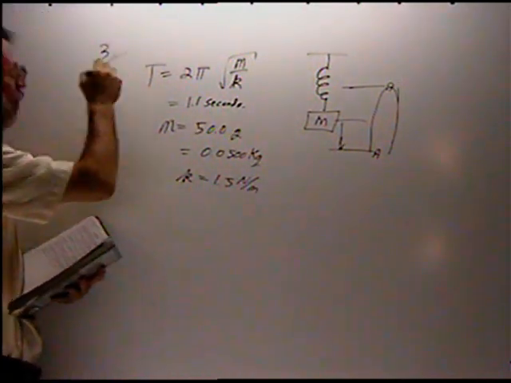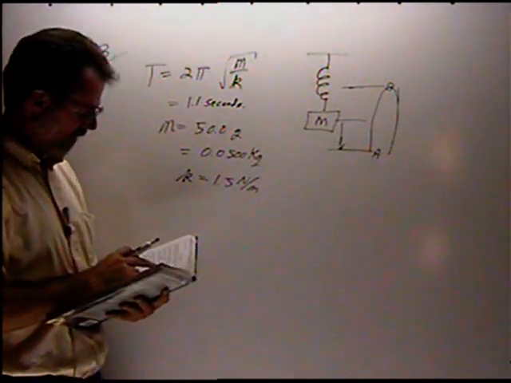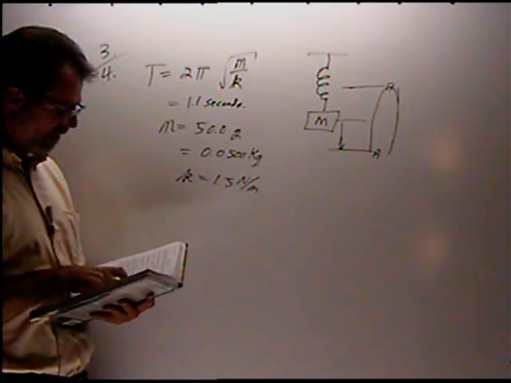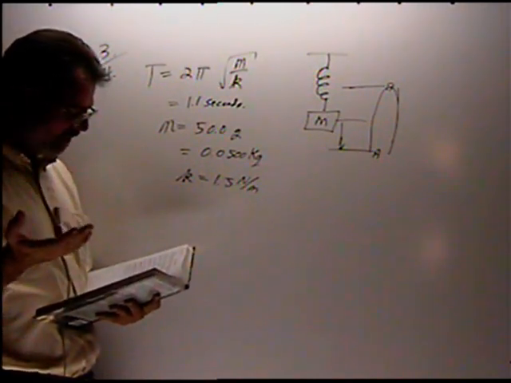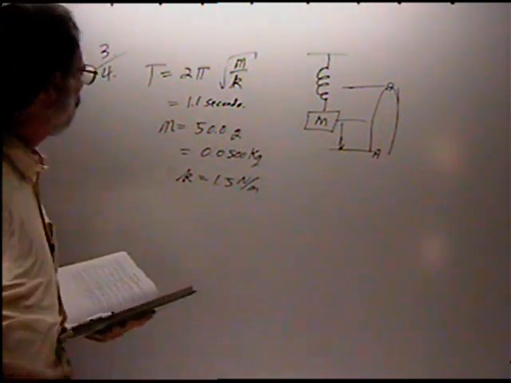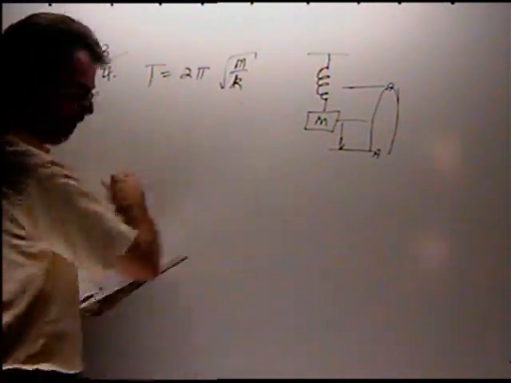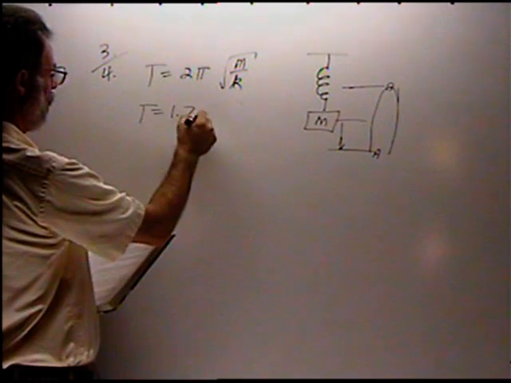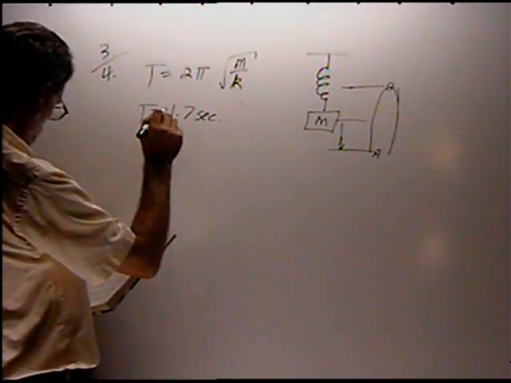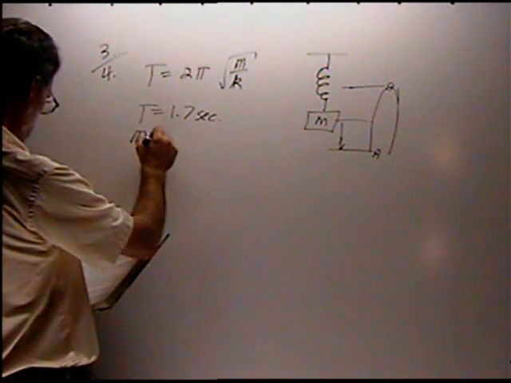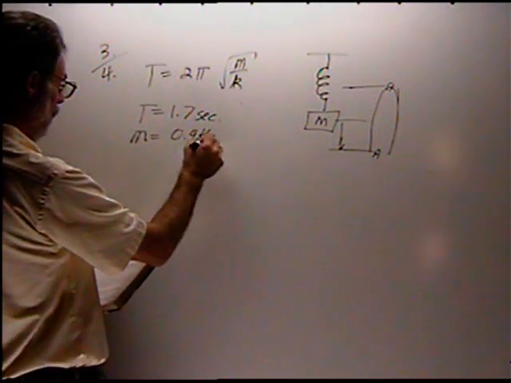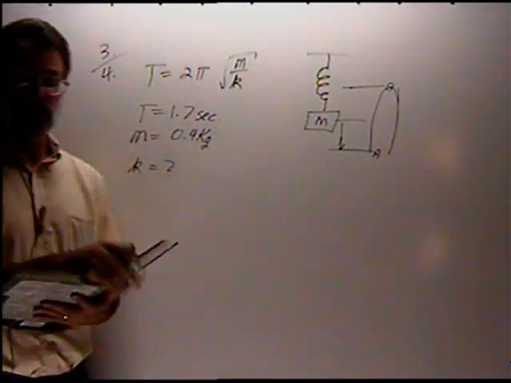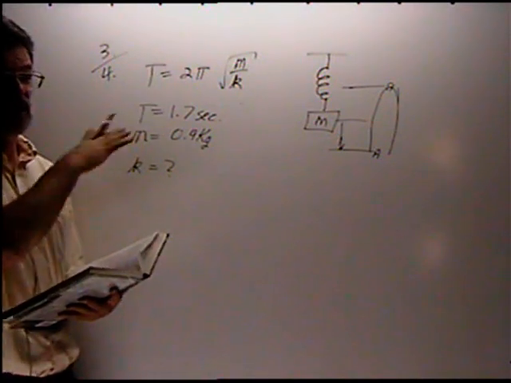Okay. Now, number 4 is very similar. I'm going to also do number 4. You have a 0.4 kilogram mass attached to a spring, and you set it into motion, and you measure the period, 1.7 seconds. You know what the mass is, 0.4 kilograms. And the question is, what is the spring constant? This is a very good way of measuring a spring constant, just by measuring the oscillation.